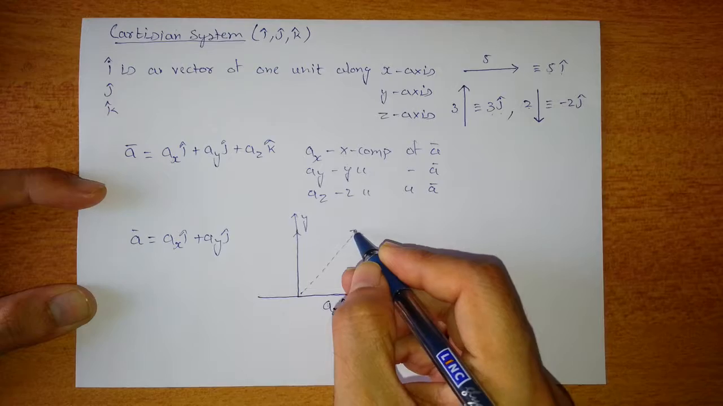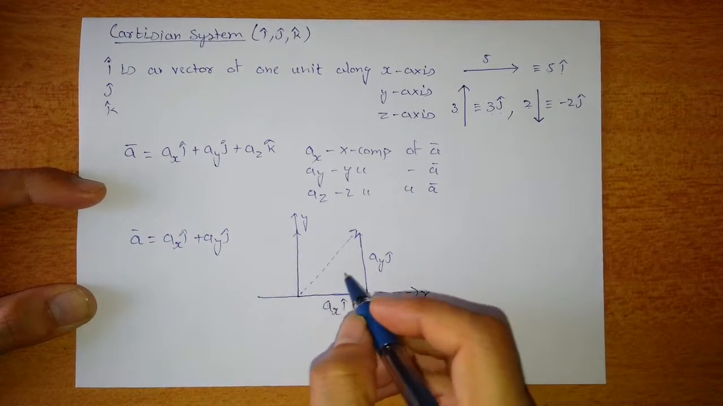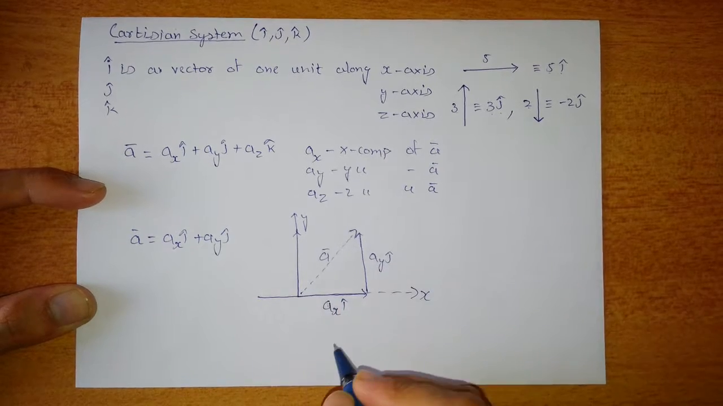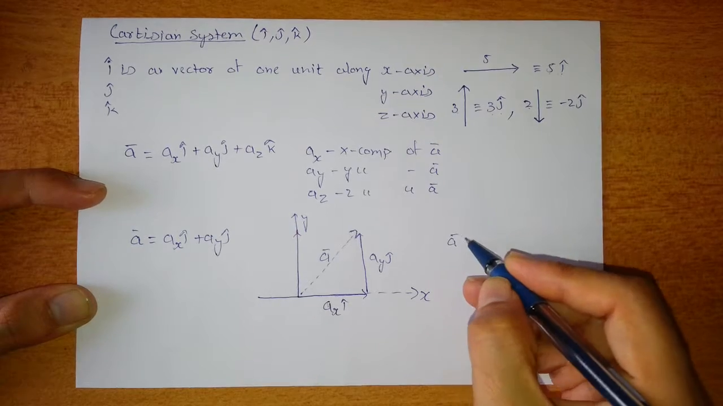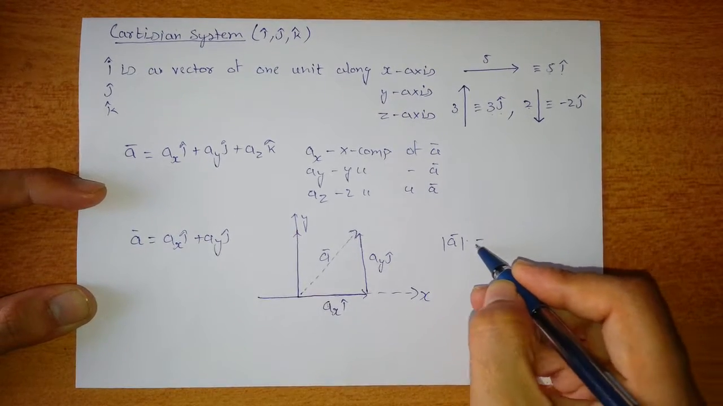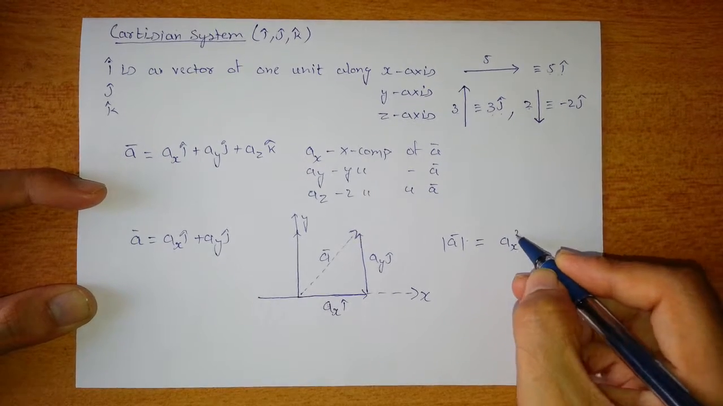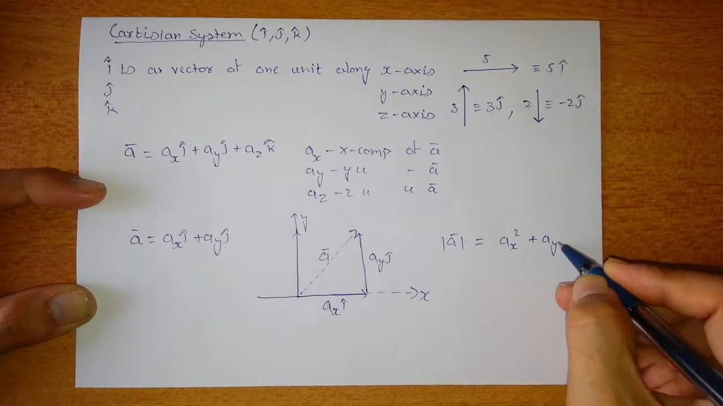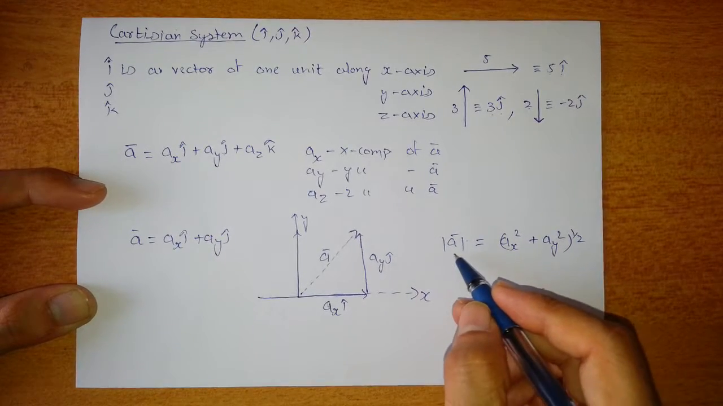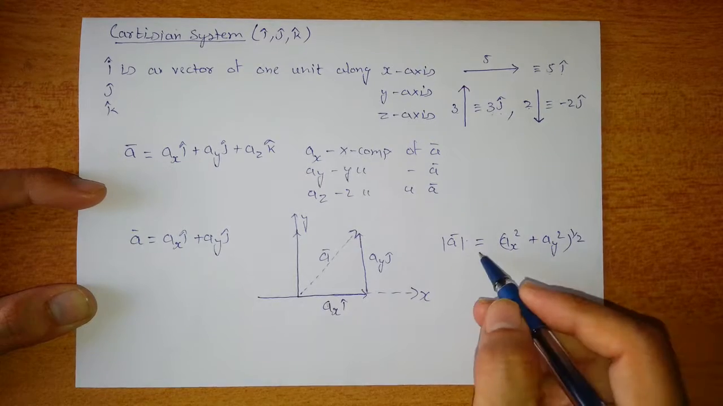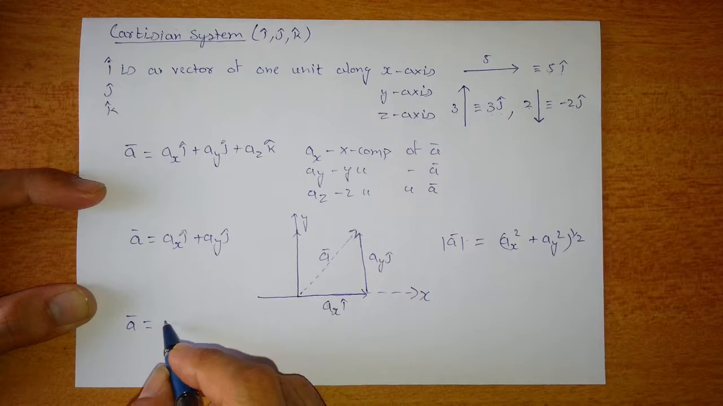We'll talk more about this in triangle law as well as in magnitude of vectors, but for the time being, the vector is this, and we can find its length using Pythagoras. Length of vector A is nothing but the square root of the length of base, which is ax square, plus the length of perpendicular, which is ay square. So we can get the vector's magnitude as this.